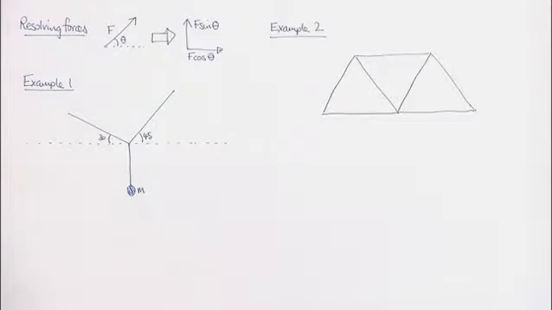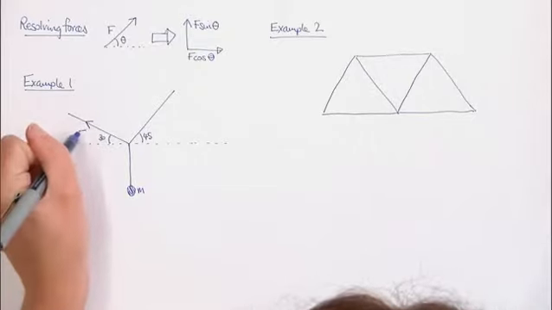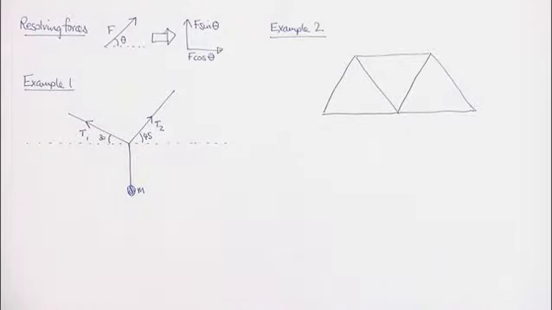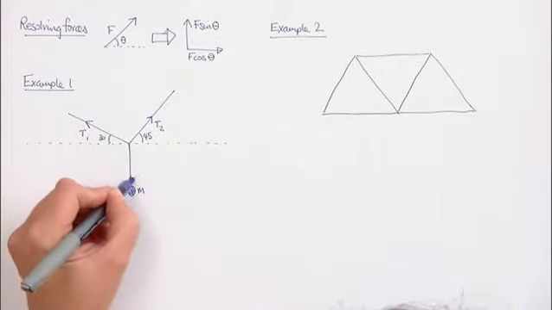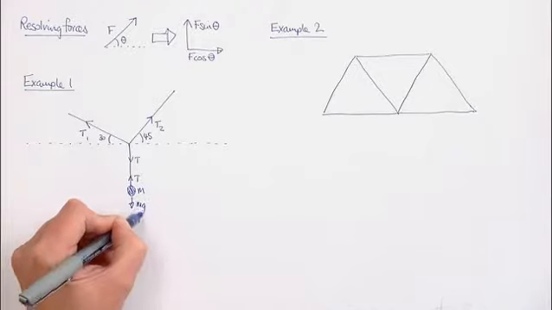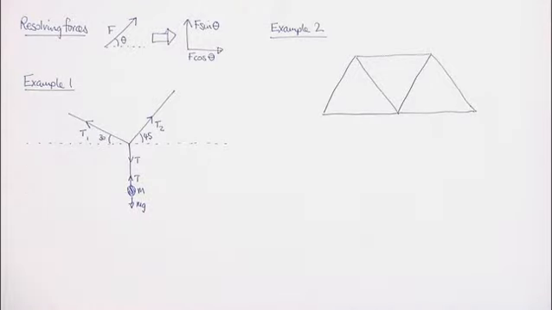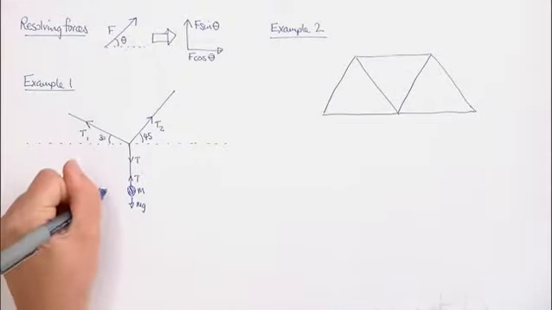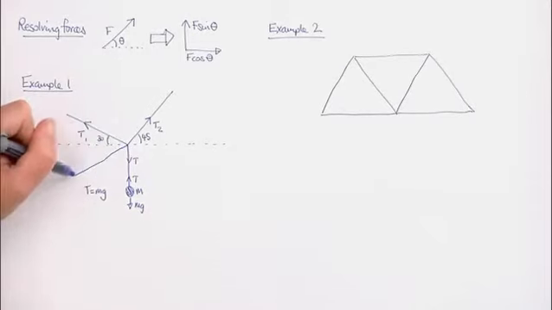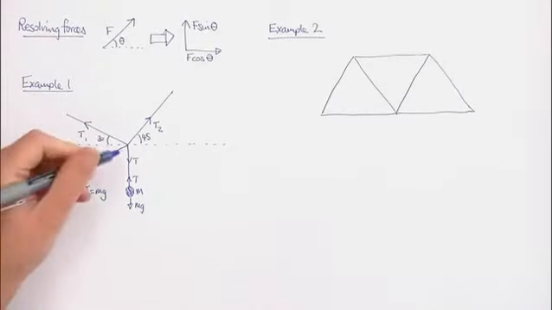Example 1. A weight on a string is suspended by 2 more strings as shown. Our job is to find the tensions in each of the 2 strings, T1 and T2. Firstly, the tension in the vertical string T must be equal to mg if we consider the forces on the mass. Now resolving forces about this point here, let's call it A.